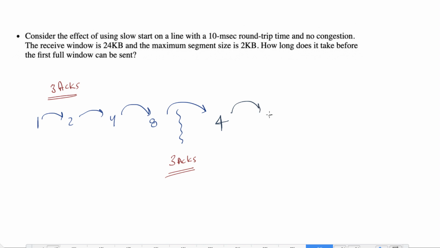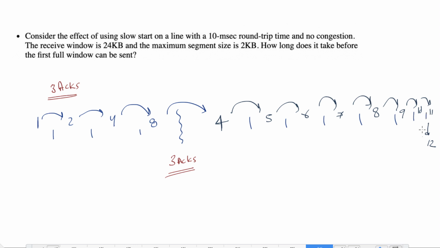So from 4 to 5, then 5 to 6, then 6 to 7, then 7 to 8, like that. And 8 to 9, 9 to 10, 10 to 11, 11 to 12. So how many RTTs is it taking now? See, 1 RTT, 2, 3, 4, 5, 6, 7, 8, 9, 10, 11, and then 12. So it is taking 12 RTTs in this case, right? Now this answer is 12 RTTs.